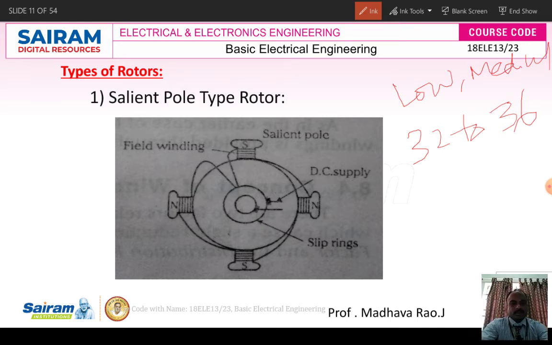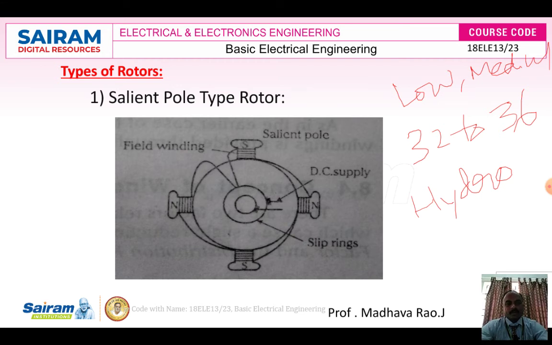This type of rotors produce noise since the poles are projected outer surface. So this type of rotors produce more noise and vibrations. And this type of rotors are suitable for hydropower plants, where we use water to produce electricity. So hydroelectric power plant generators have salient pole type rotors.